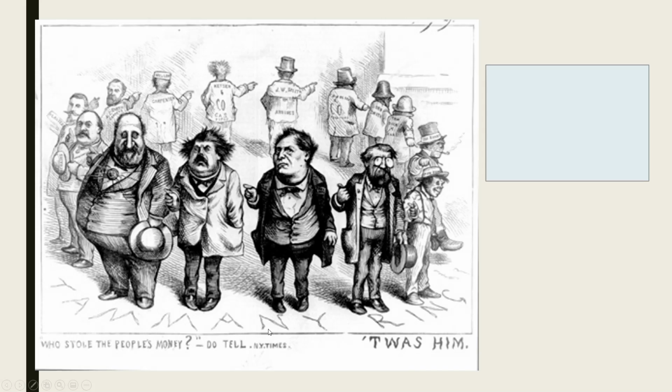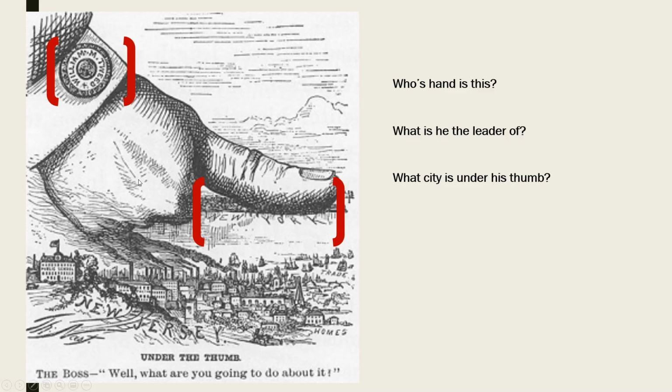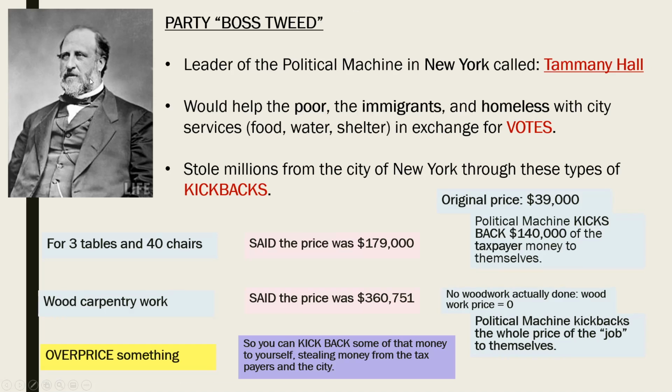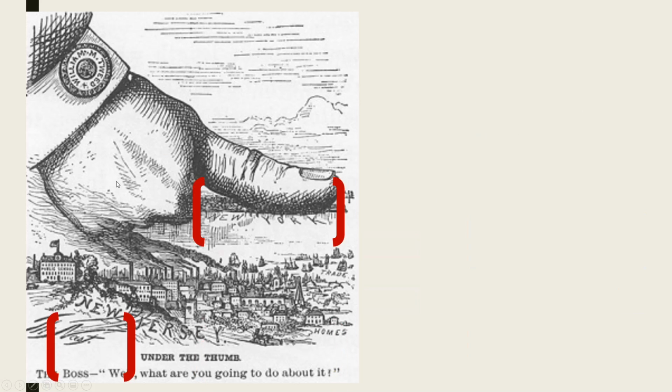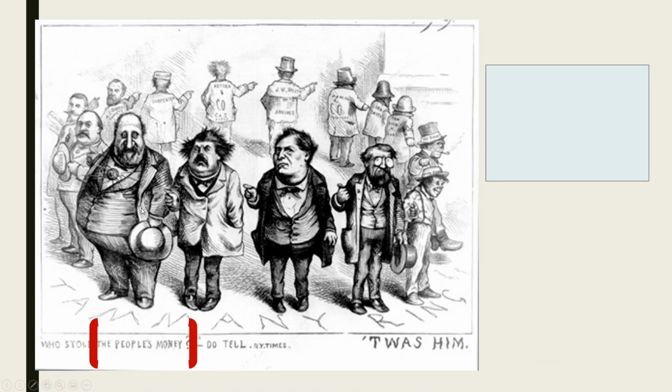And this is the Tammany Ring, which means it's a part of the political machine in New York City called Tammany Hall. So we know that this guy right here, the big guy, definitely looks different than the rest of them. A lot bigger, a lot more in charge. We know this is Boss Tweed. Let's go look at a picture of him really quick. Yep, looks pretty similar, right? So Boss Tweed and the Tammany Ring stole the people's money.